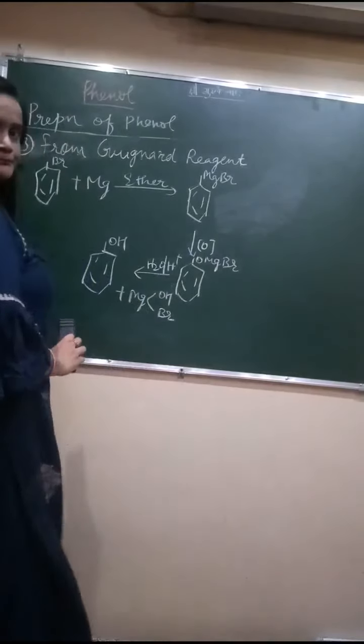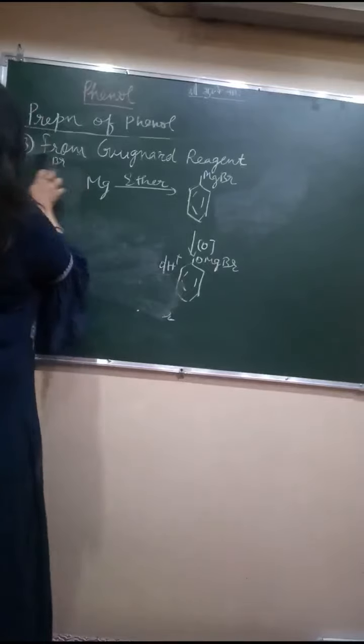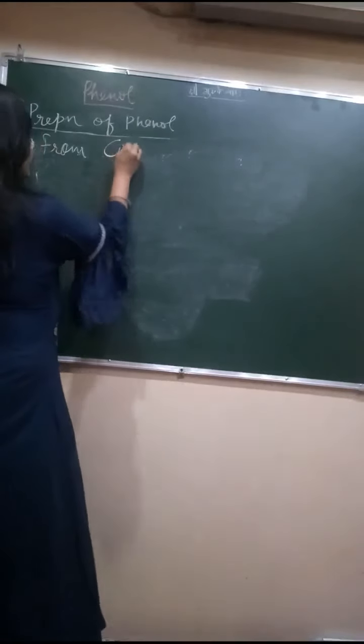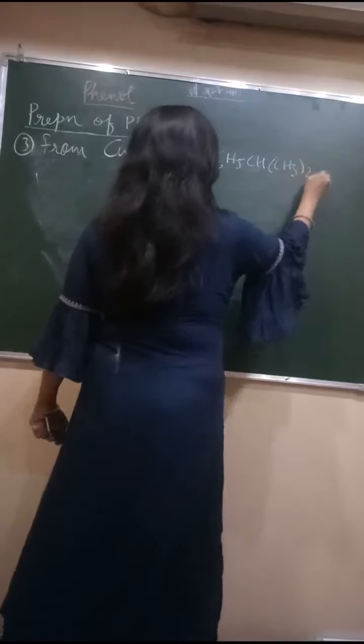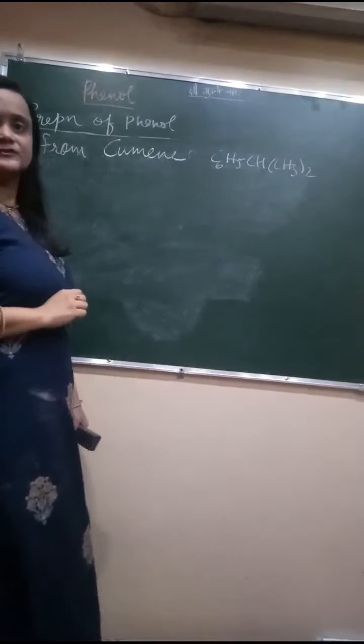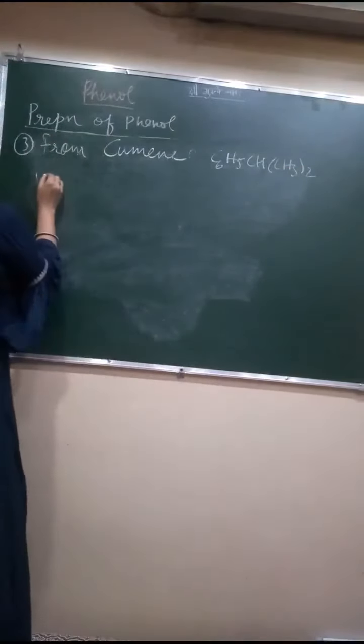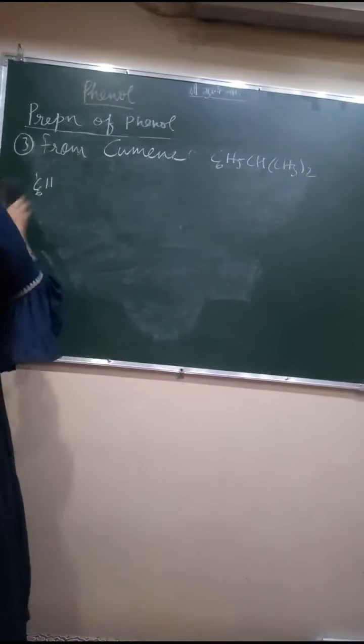Is this clear? Now comes the next preparation. Next is a very important preparation which usually comes in your exam: how to prepare phenol from cumene. What is cumene? Cumene is C6H5CH(CH3)2. We will prepare phenol from cumene.